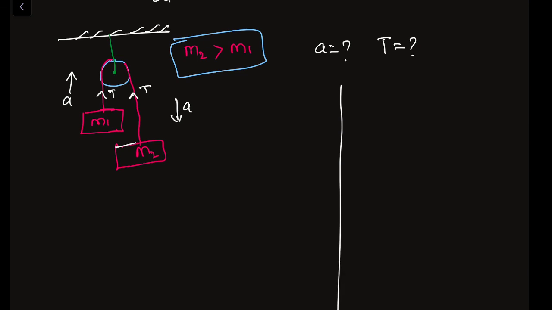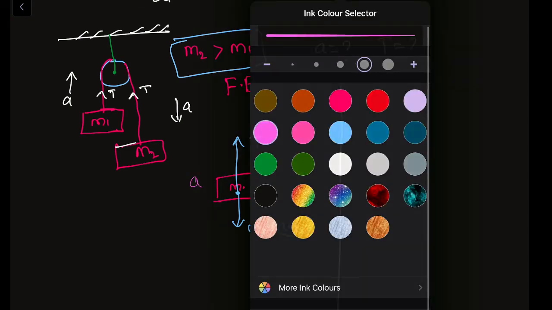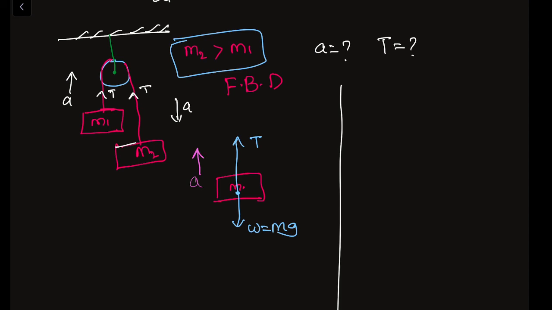Okay, children, here it is the m1 body. So this we can say FBD, free body diagram method. In this case we know that weight is acting downward and tension is acting upward. Now acceleration is acting above, like this. In this case the body moves upward, which means T is greater and weight is less.